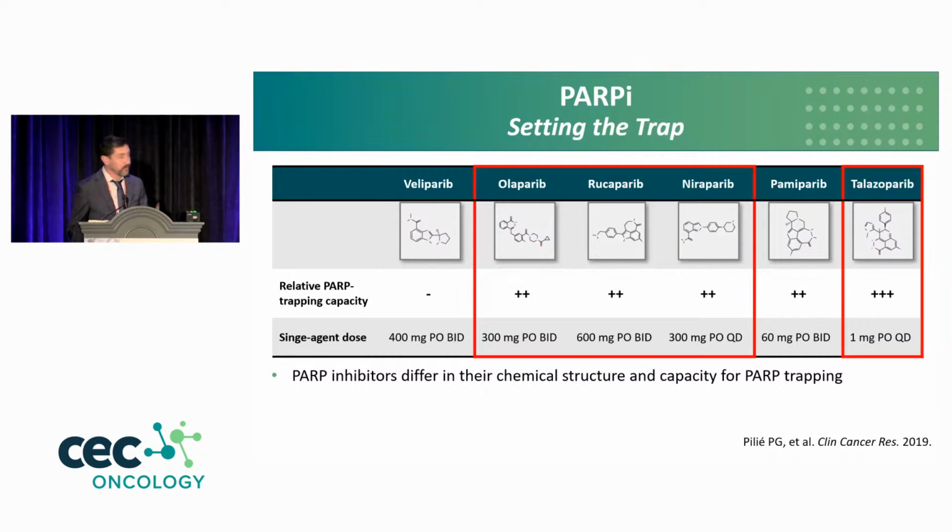So with various PARP inhibitors seen here, there are different degrees of PARP trapping capacity. Where we have veliparib on the left, which has anti-PARP enzymatic activity, but has essentially no PARP trapping capacity, all the way over to the most potent PARP trapper on the right, which is talazoparib. But you can see that PARP trapping capacity also factors into the maximum tolerated dose, the toxicities, which we'll touch on later, and the dosing in the clinic.